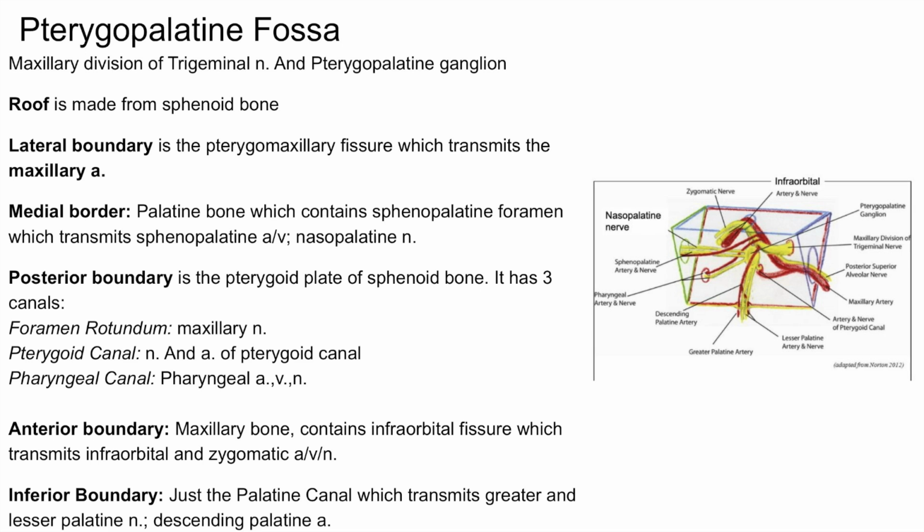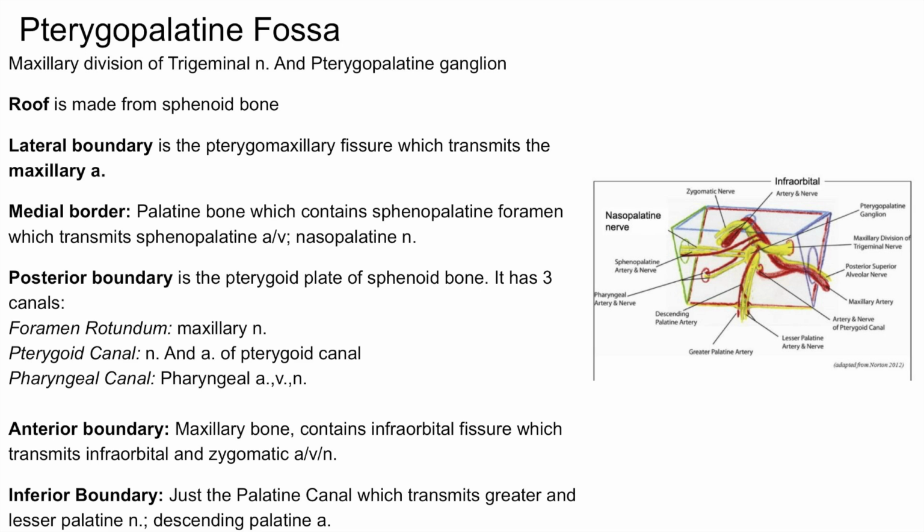Posterior is going to be things entering, so V2 and autonomics. Medial is going to be stuff going to the nose. Anterior is stuff going to your eyes. Inferior is going to the palate. And lateral is going to be artery entry. You want to be thinking maxillary artery for that lateral. And the pterygopalatine ganglion is going to be sitting right in the middle and is just redistributing parasympathetics from the facial nerve to the glands in all these regions.